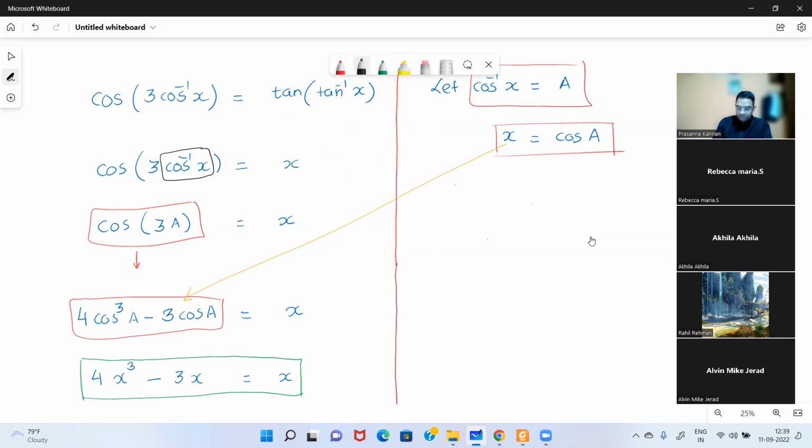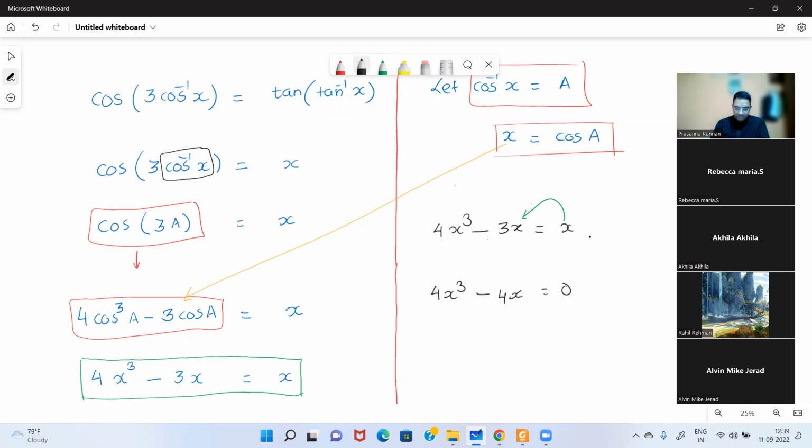So now we'll solve this equation. What is the equation? 4x cube minus 3x equal to x. Correct? Yes, sir. I'll bring this x to the other side. So it will be 4x cube minus 4x is equal to 0. Correct?